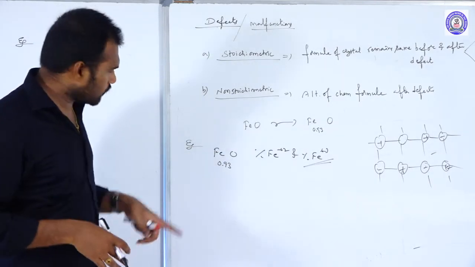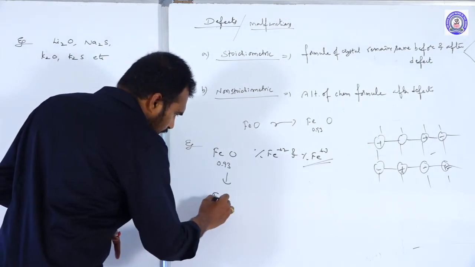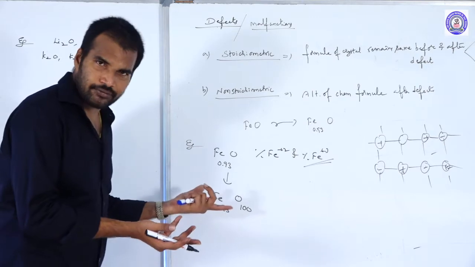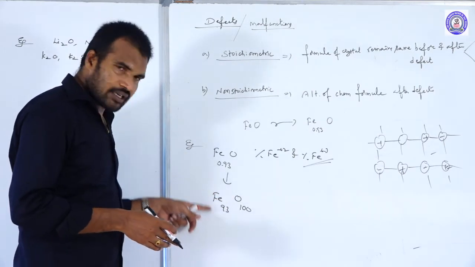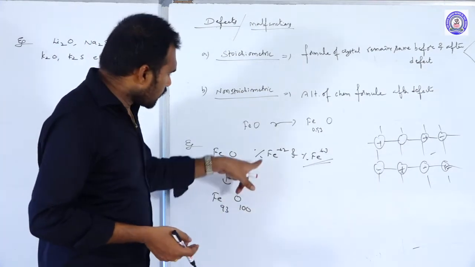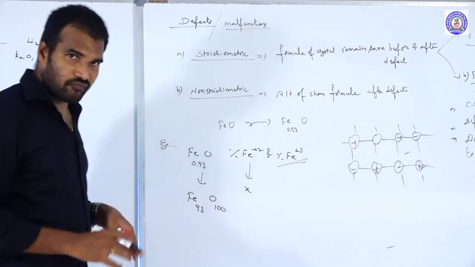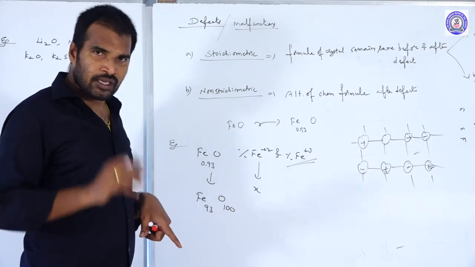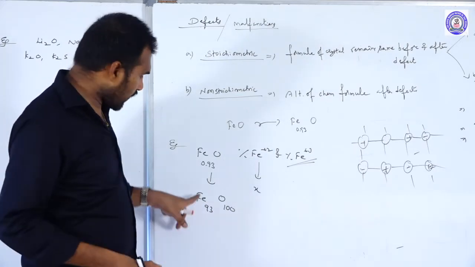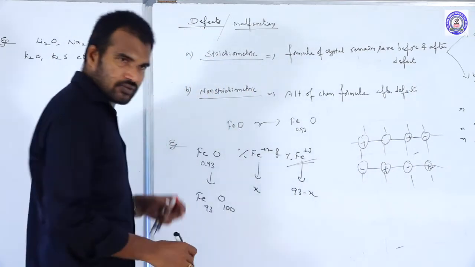Now I am just multiplying by 100, so I am writing the same equation as Fe93O100. Same ratio, right? So how many iron atoms are there in total? 93 atoms. Out of the 93 atoms, I am considering the number of ferrous ions as X. If ferrous ions are X, then ferric ions will be 93 minus X, because the total number of iron atoms is 93.